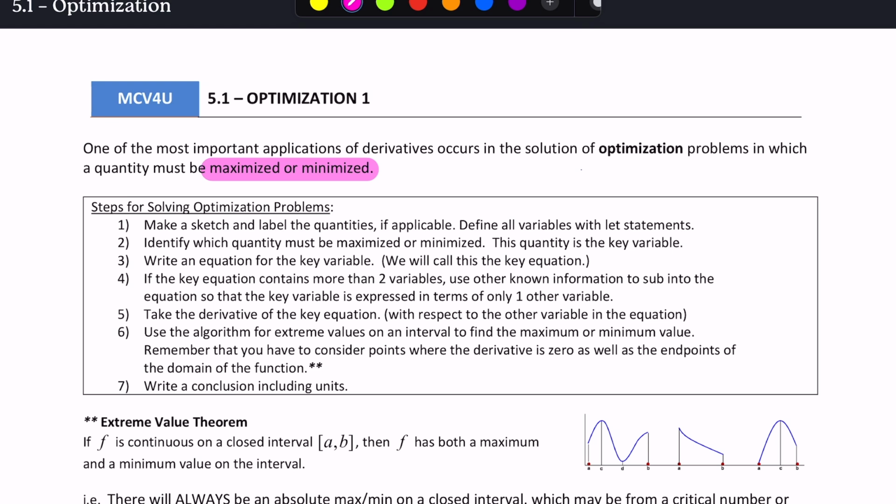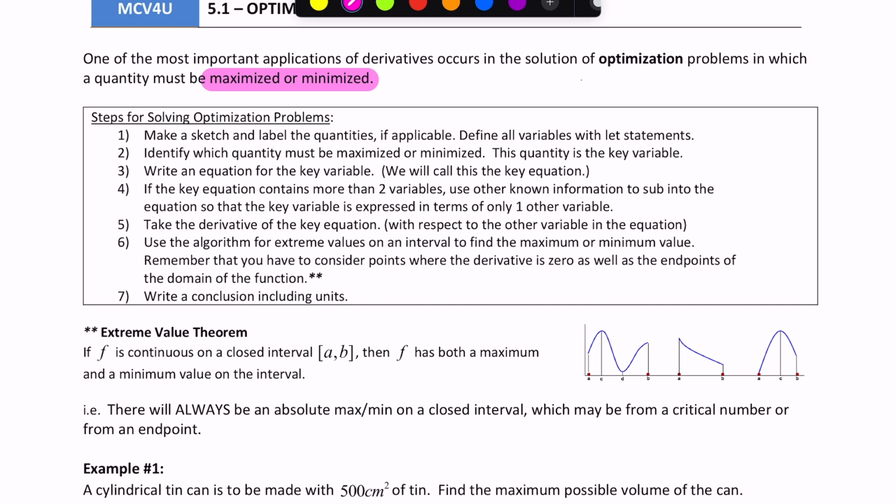I want to cover one thing here in terms of the extreme value theorem. If the function is continuous on a closed interval from a to b, then the function has both a maximum and minimum value on the interval. There will always be an absolute max or min on a closed interval, which may be from a critical number or from an endpoint.